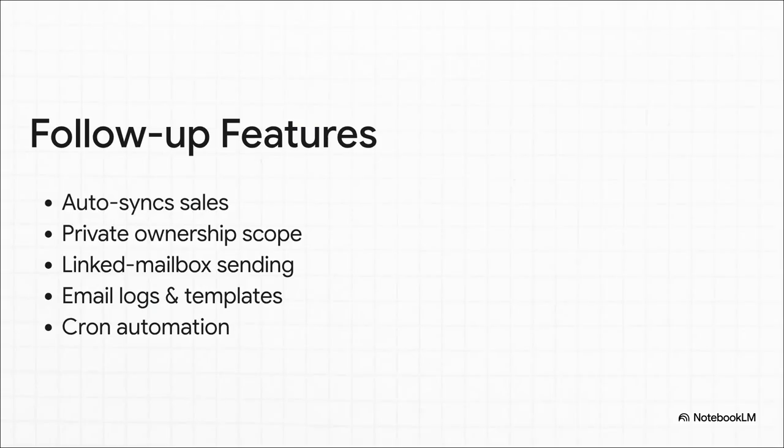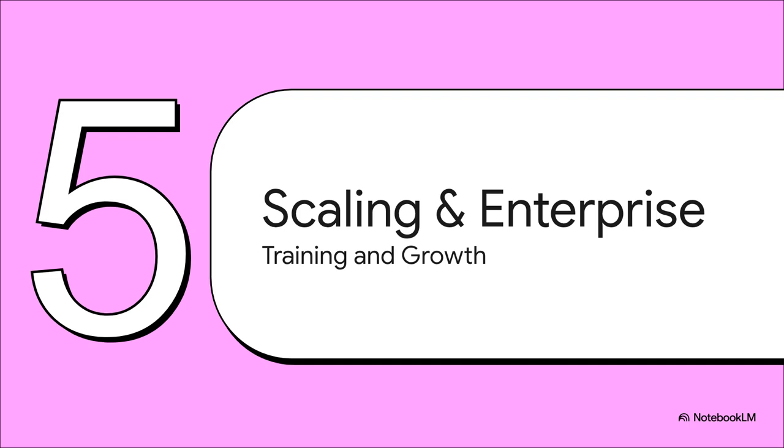But here's the best part. It's not just a manual checklist. Automated background tasks run on a 15-minute cron schedule, which is essentially just an automated internal clock. And they automatically sync eligible sales right into this queue. And crucially, it operates on strict private ownership boundaries. That means an agent only ever sees the follow-ups for their own policies. With linked mailbox sending and customizable templates, agents can fire off reminders without ever leaving the platform, and every single email is logged.